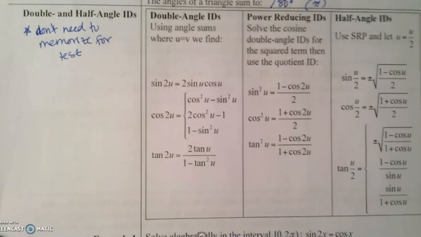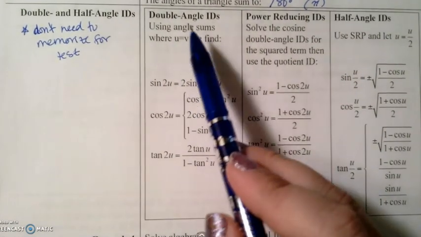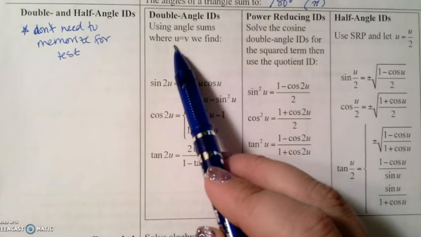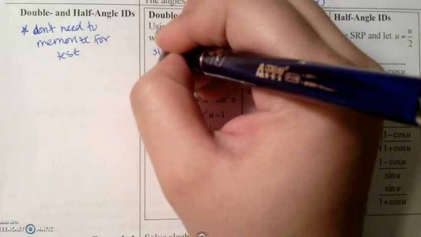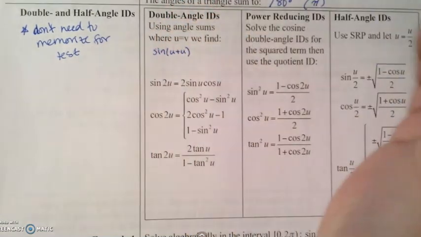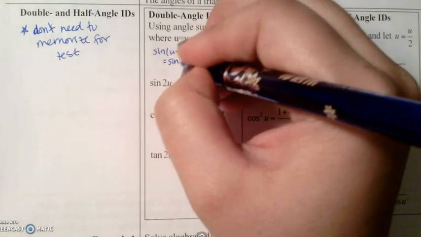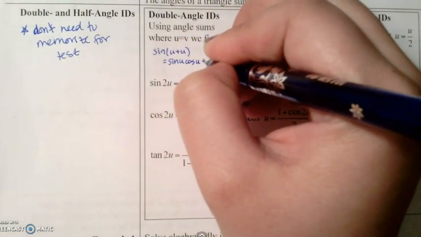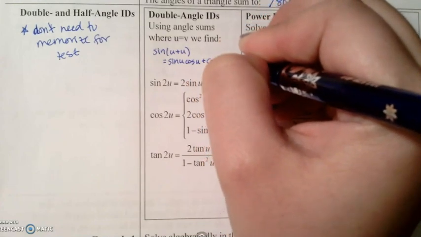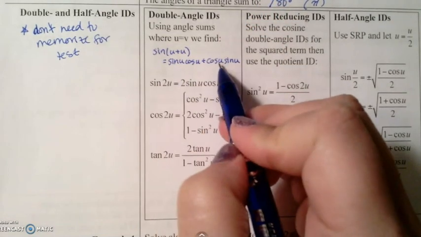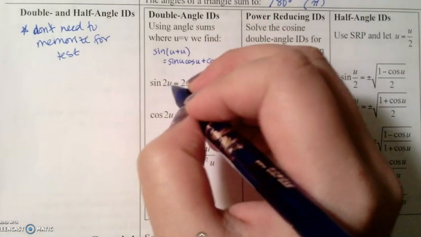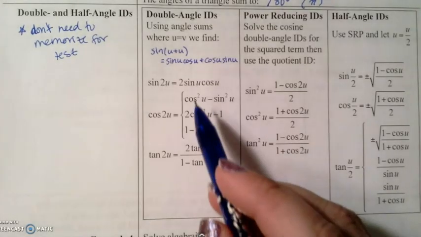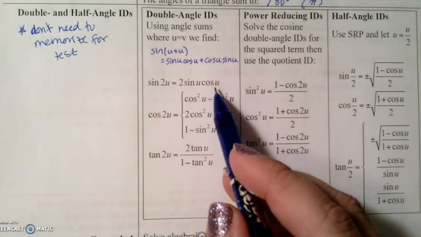Okay, so starting with our double angle identities. Our double angle identities come from what happens if we let u equal v in our angle sum identities. So for example, if I let sine of u plus u, then we would have sine of u times cosine of u plus cosine of u times sine of u. And now these two terms are actually the same because of the commutative property of multiplication. So then we get that the sine of 2u equals 2 times sine of u times cosine of u.